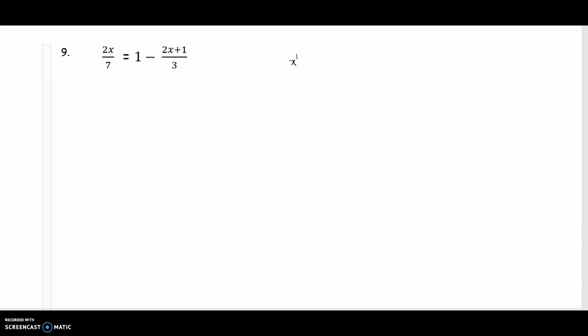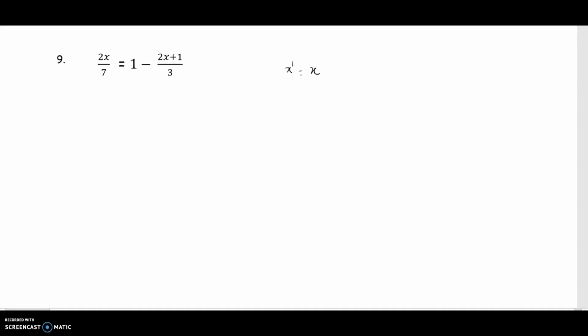This is an example of a linear equation in x because the exponent on x is 1. It's linear. It involves fractions. So one easy way to solve this problem is by taking the least common denominator, the least common multiple, LCM, and then taking a common denominator.